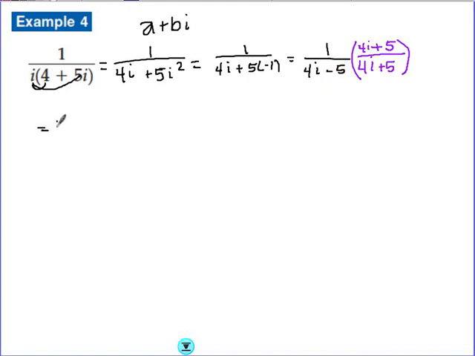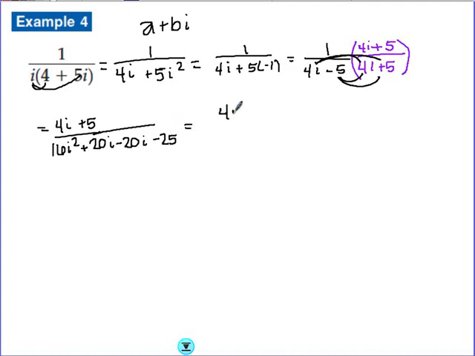So the numerator now becomes 4i plus 5. The denominator, though, I have to distribute to solve. So the first two terms, 4i times 4i, becomes 16i squared. Then I distribute to the next term, which is a positive 20i. Distribute the second term, so I have a negative 20i, which is now how I can see that those i's cancel each other out. And then negative 5 times positive 5 is negative 25.